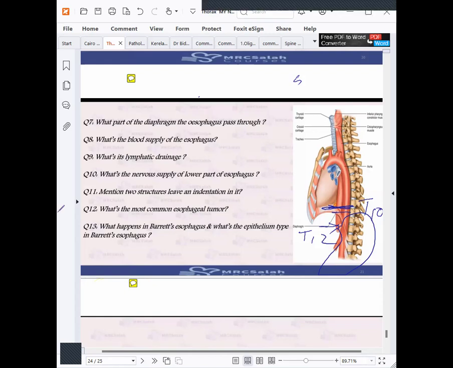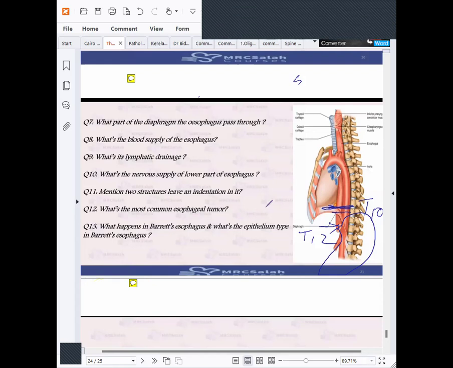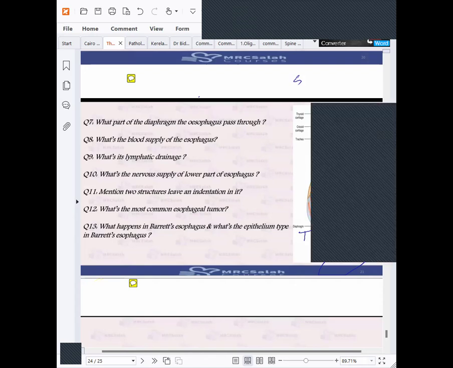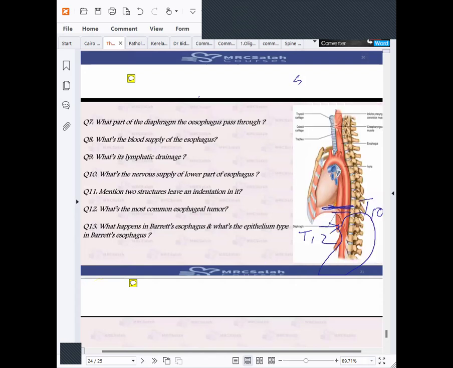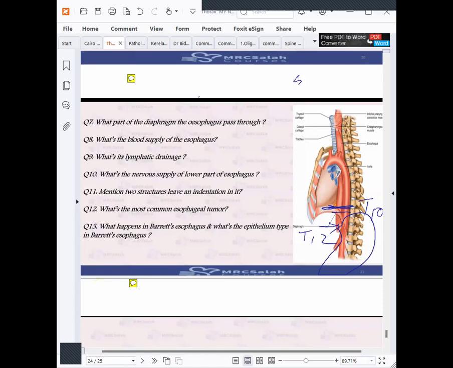And what is the lymphatic drainage of esophagus? I cannot say this. I've forgotten this. Dr. Esra, you want to answer this one? Lymphatic drainage of esophagus: the first third drains to deep cervical, the middle third to mediastinal, and the lower third to left gastric lymph nodes. Okay. What is the nerve supply of the lower part of the esophagus?